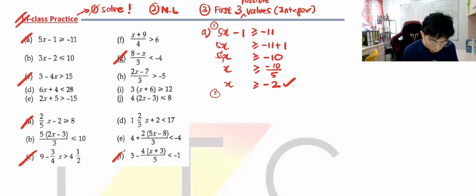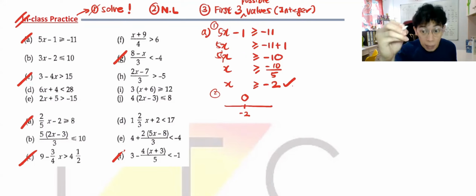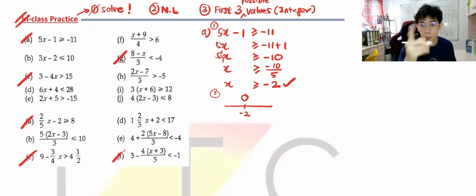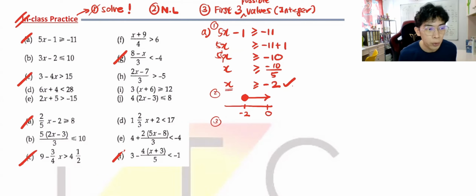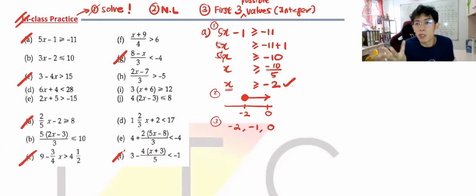Second step, I said number line, right? So I draw a line. I put -2 there, so I put a ball there. The ball is colored, because it includes the mark. Then the arrow. Look, the x is on the left side, so you go this way. Of course, the 0 is over here. So your first three possible values, do you include -2? Include. -2, -1, 0. Done. This first one is simple because no major negative there. Nothing much.